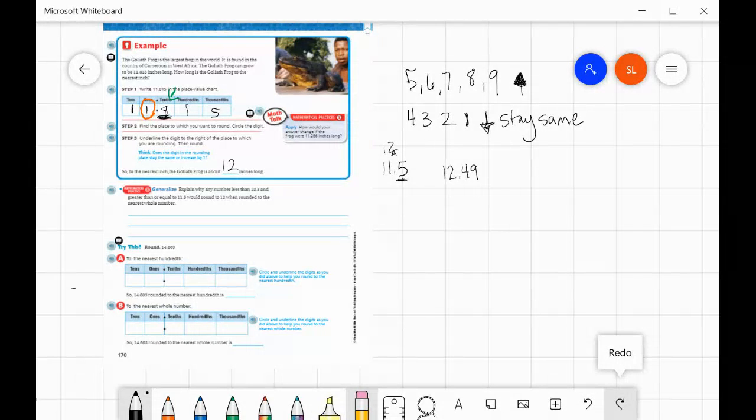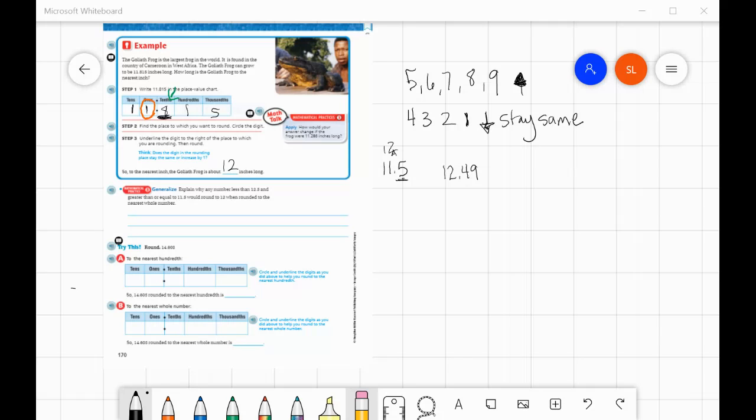So our answer to this problem right here, when we generalize, is that any digit less than 5 in the tenths place, the digit in the ones column would stay the same. And any digit greater than or equal to 5 in the tenths place, the digit would increase. So just write down in your own words what we just did there.